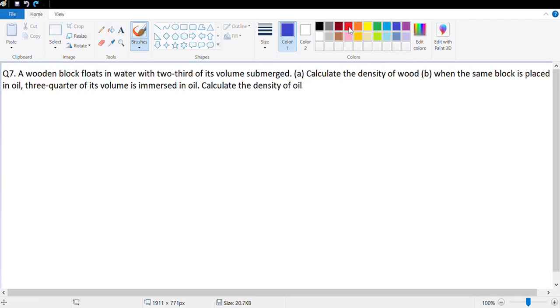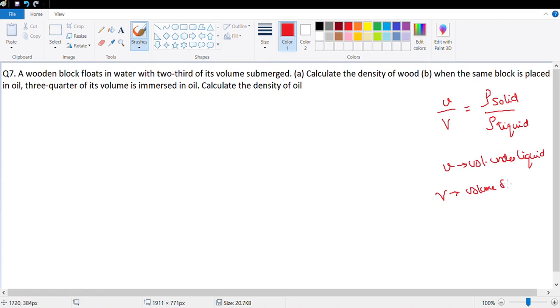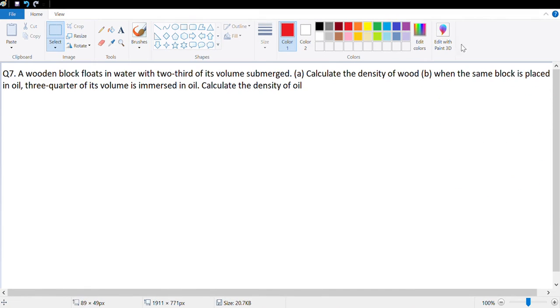But again, before we start, let's quickly revise the formula of this exercise, which is small v upon capital V is equal to density of solid upon density of liquid in which it is floating. Small v is volume under liquid when it's floating. Capital V is volume of solid, and density of solid and density of liquid is self-explanatory. So let's look at the question and see how it works.